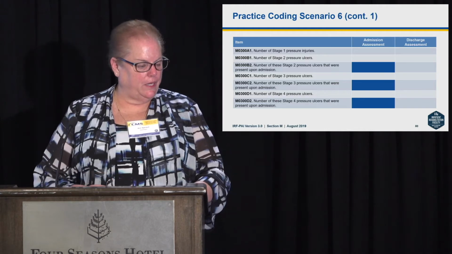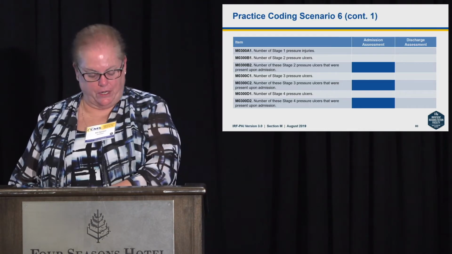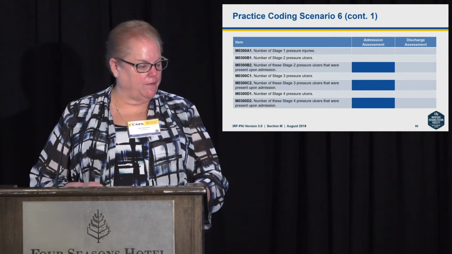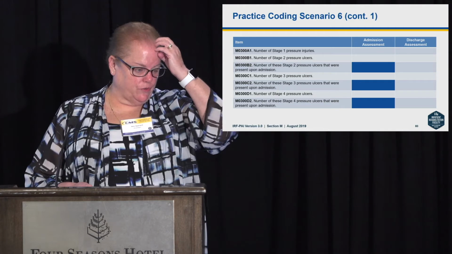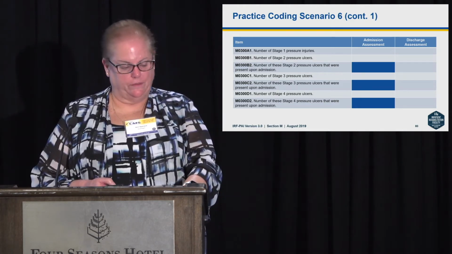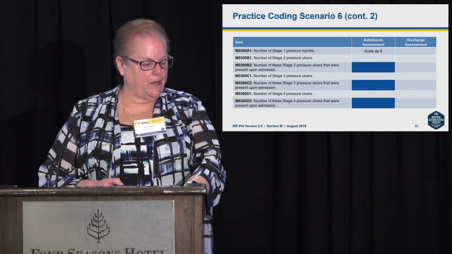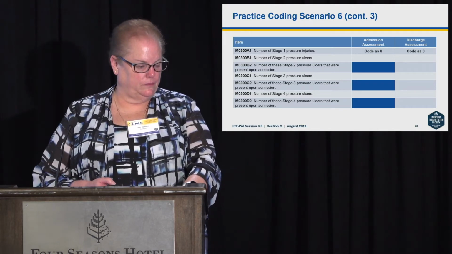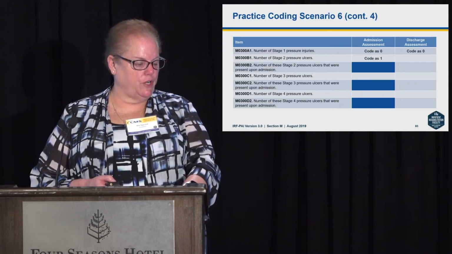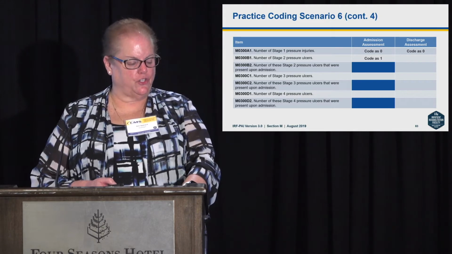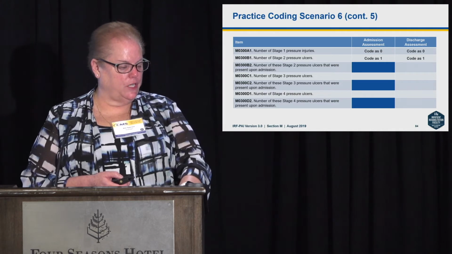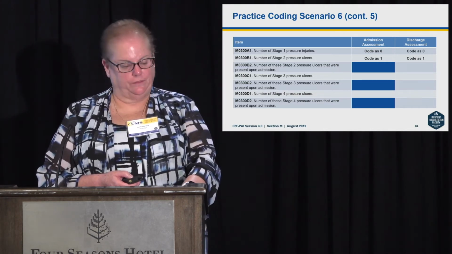So here, let's look at the coding scenario. Let's just walk through this. Here we have the number of stage 1 pressure ulcers or injuries on admission. What would you say? Right. How about on discharge? Right. And so the next question, the number of stage 2 pressure ulcers or injuries, we had 1. On discharge, right, we had 1. Number of the stage 2 pressure ulcers that were present upon admission, right.